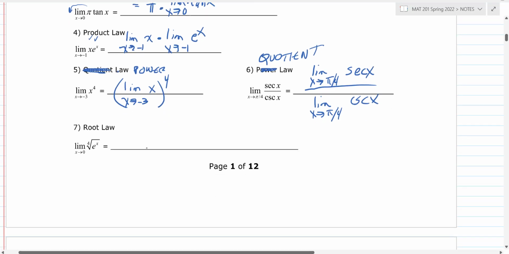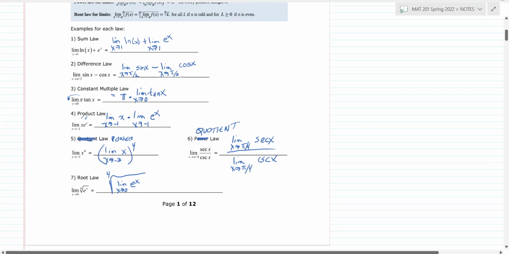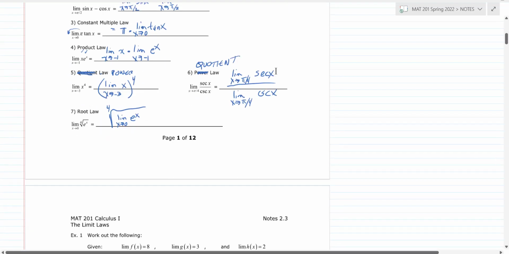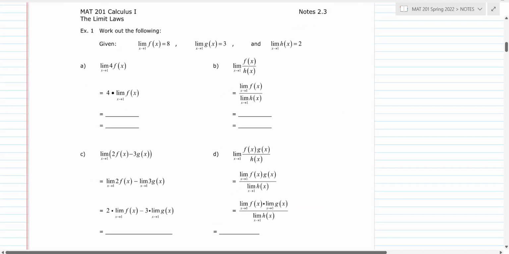Okay, the root law, this is a fourth root. So this breaks up like this. You just do the limit as x goes to 0 of what's under the radical, e to the x. Then you take the fourth root of the whole thing. All right, so that would be how that works out. You want to make sure that you can take a limit of a sum, difference, products, quotients, roots, and powers, and use these laws to break those up. All right, so the next page, we're going to go ahead and work these out together.